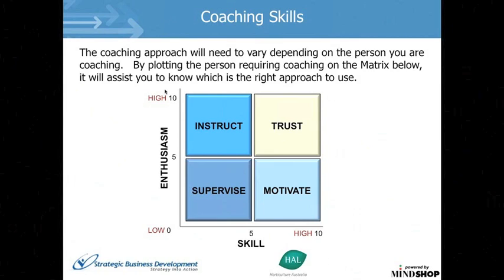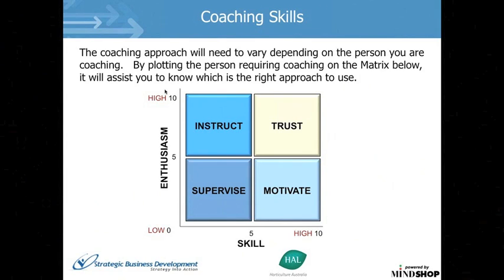If they've got low level of skill and low level of enthusiasm, not only do we need to give them good instructions, but we need to supervise them and monitor them closely, because their level of enthusiasm won't encourage them to go that extra mile. If they've got a high level of skill but a low level of enthusiasm, we need to think about how we're going to motivate them, because they need motivation. They know what to do, they just can't be bothered. So we need to think about motivation, and that's about challenging them, incentives, all sorts of different things.